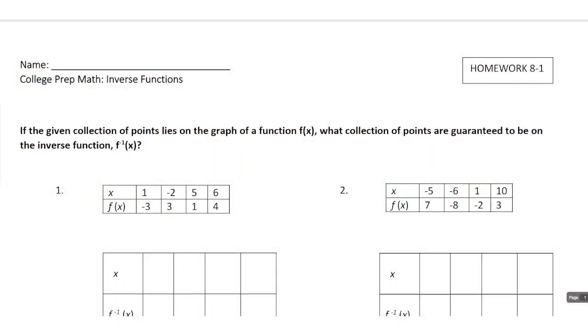Hey y'all, welcome back. In our last unit, we talked all about exponential functions, and in this unit 8, we're going to be talking about logarithmic functions.